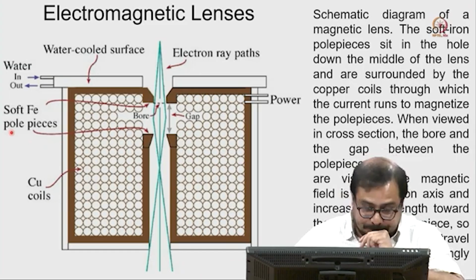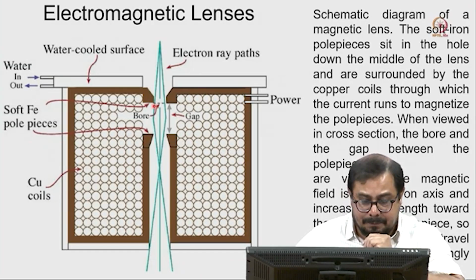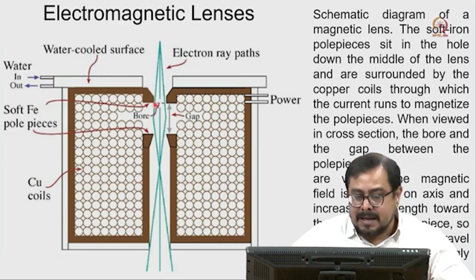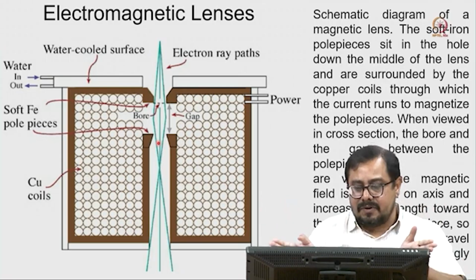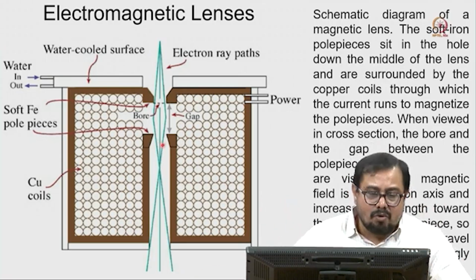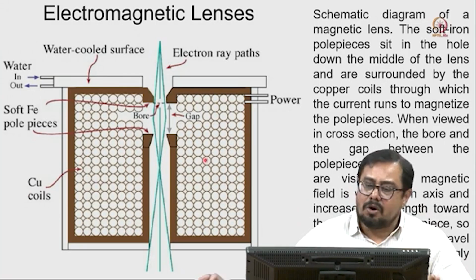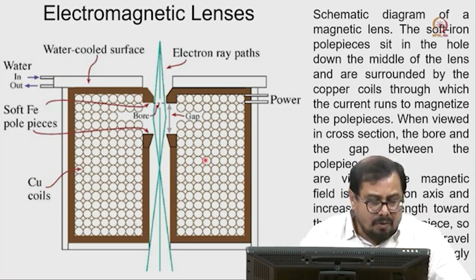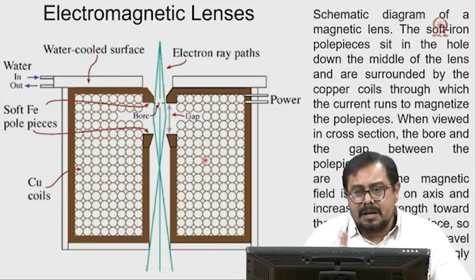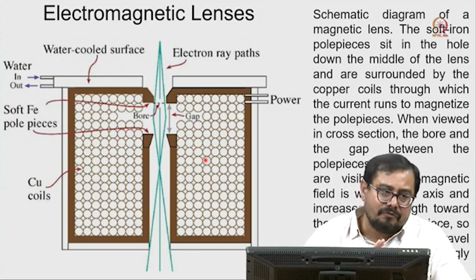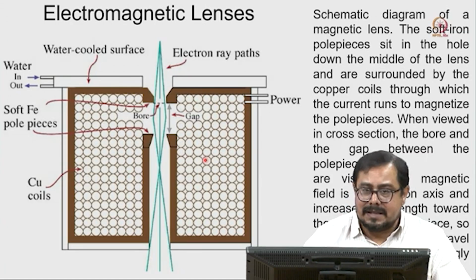Here you can see this is the pole piece gap, and this is the bore between these two soft iron pole pieces, and the magnetic field is coming from this region, which helps us converge or diverge the electron beam. So this is the overall architecture of an electromagnetic lens. Now, this is a very simple diagram, and many different varieties of electromagnetic lenses exist.